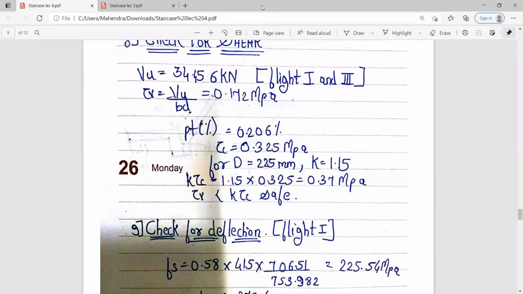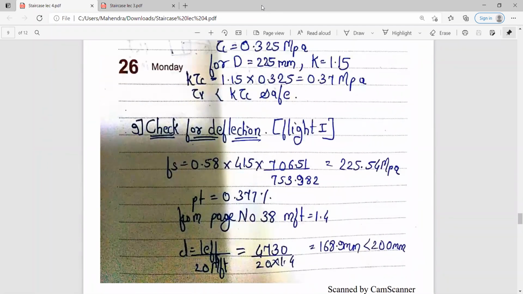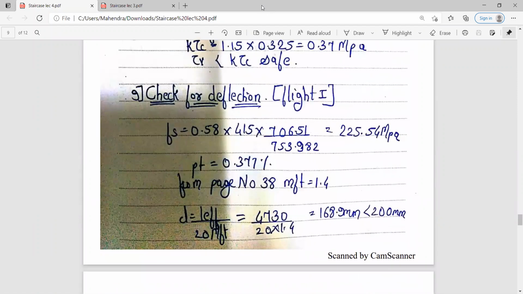Then check the last step, that is check for the deflection. This again we are going to see for the flight 1 and 3. Again, you have to check for the tensile stress, that is Fs. Fs is nothing but the tensile stress, and this formula is given on page number 38 of your IS code 456 2000. The formula to calculate the tensile stress is 0.58 into Fy into AST required upon AST provided.